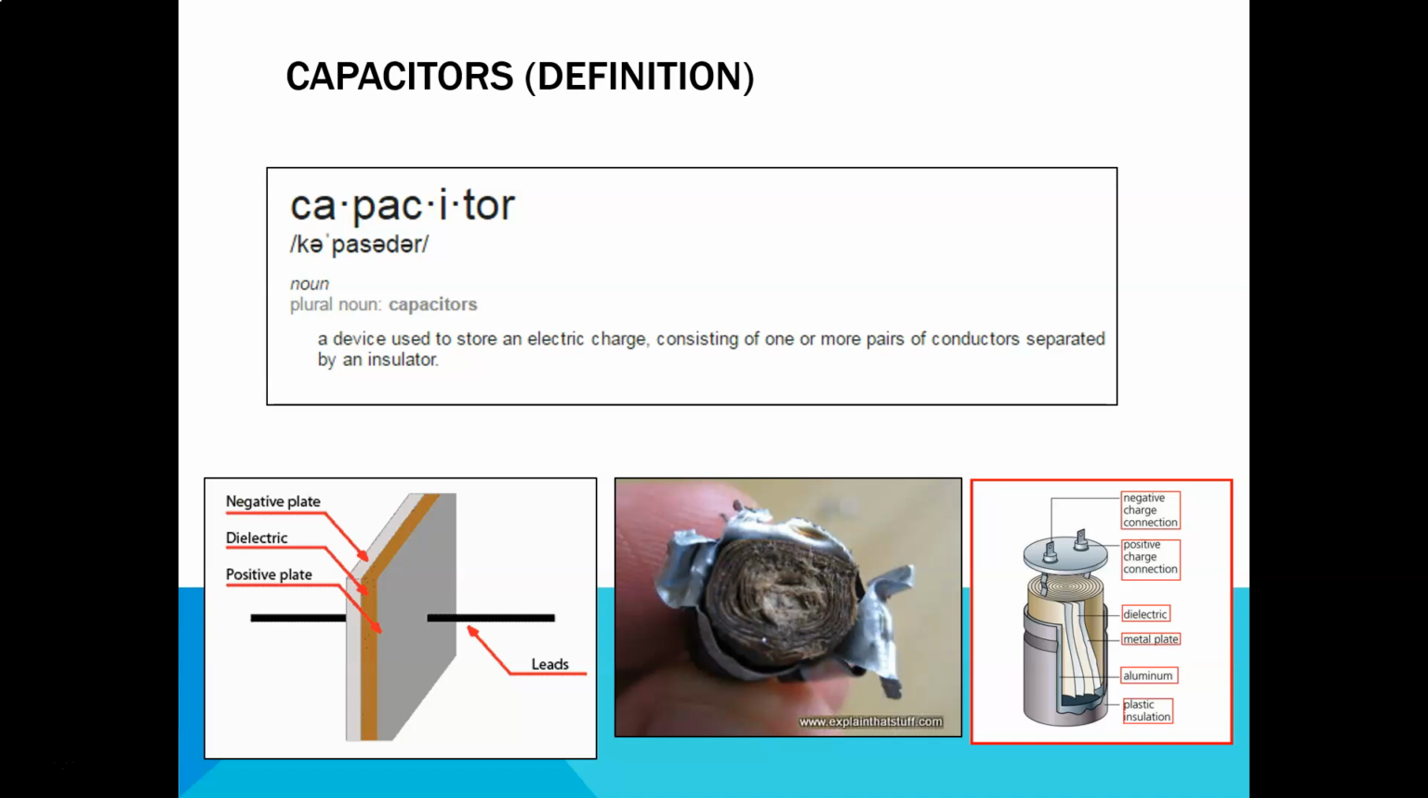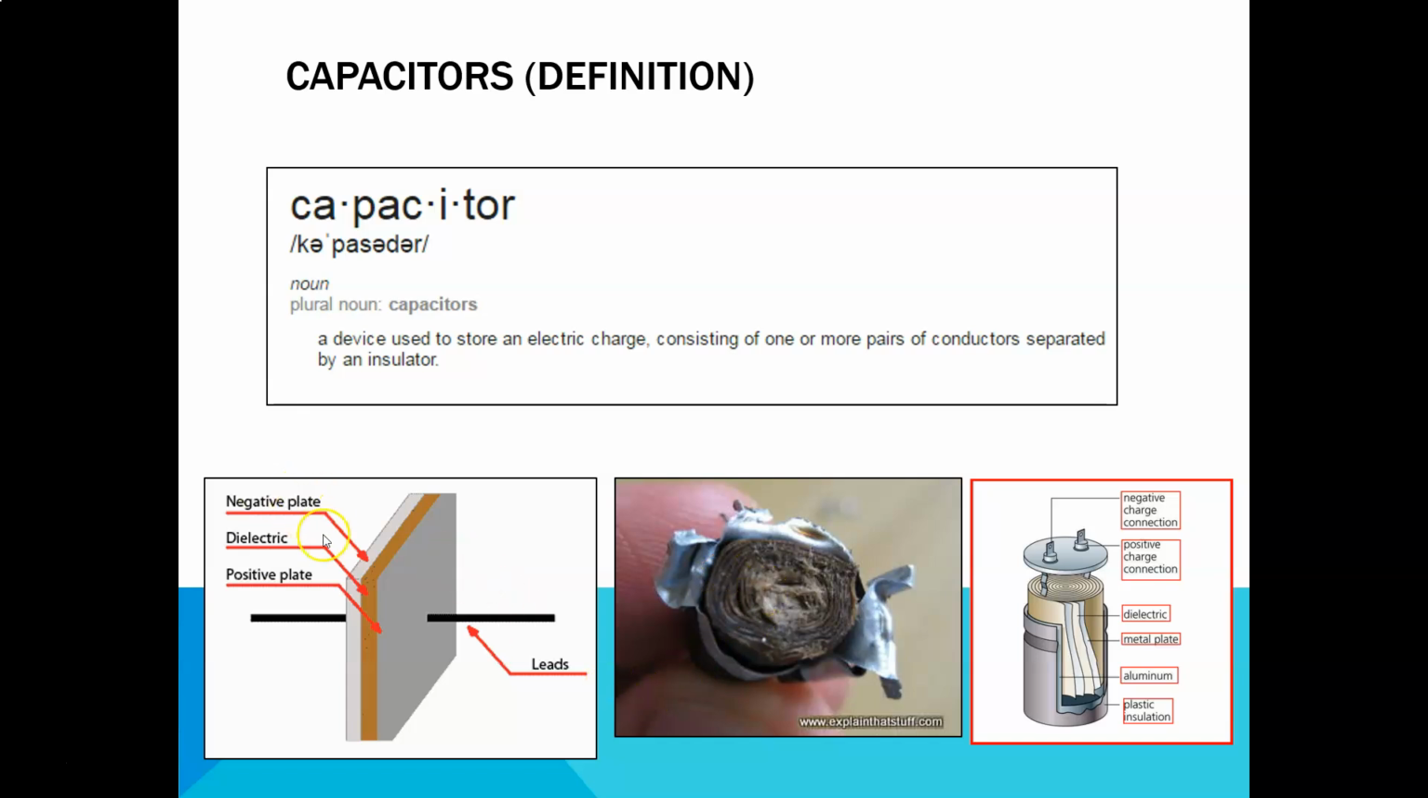Right? Capacitor. Naturally, more than one capacitor is capacitors. Right? A device used to store electric charge consisting of one or more pairs of conductors separated by an insulator. When you look at a capacitor, if you were to cut it open, most of the time they're round, but you'll see this jumble of stuff inside, right? Just curled around and around.